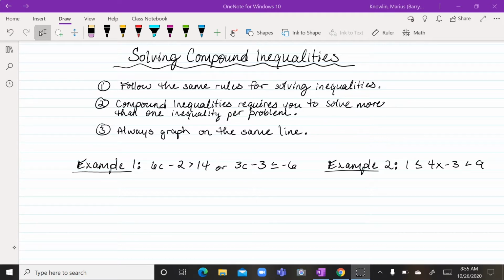Those type of things. For number 2, compound inequalities require you to solve more than one inequality per problem. So basically you're going to be solving 2 inequalities at the same time, not simultaneously, but at the same time. And number 3, always remember to graph these solutions on the same line. Okay, so let's go ahead and jump in and take a look at number 1.